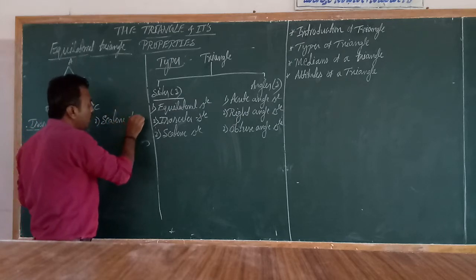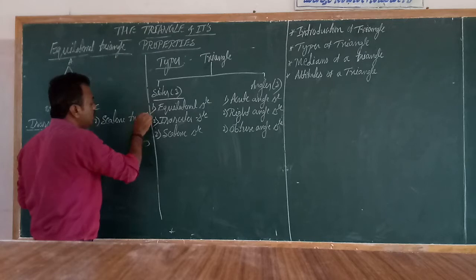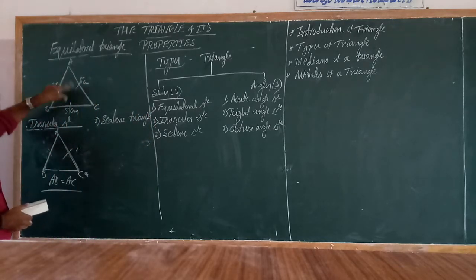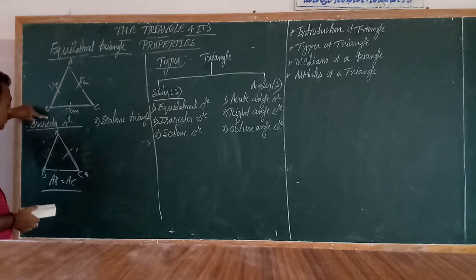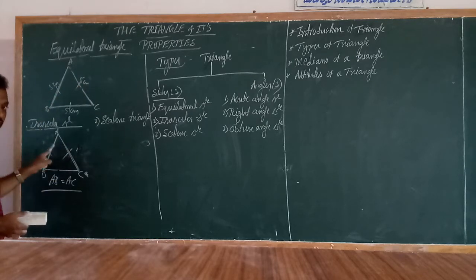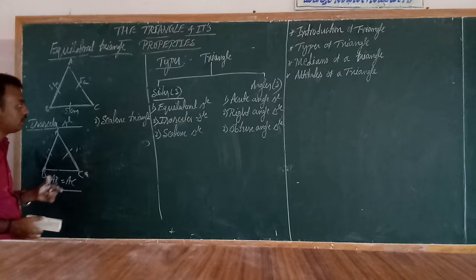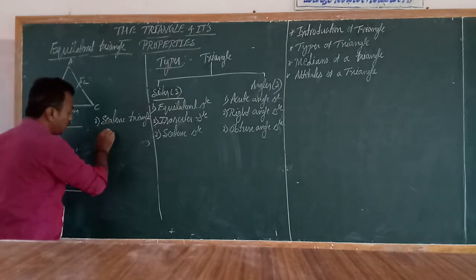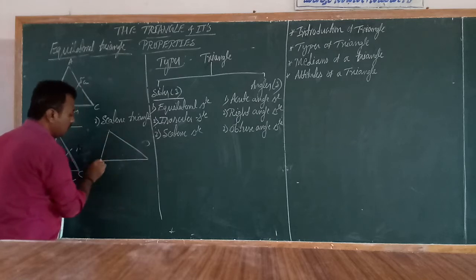What do you mean by scalene triangle? Scalene triangle means, see students, in an equilateral triangle, all sides are equal. AB is equal to BC is equal to AC. Then isosceles triangle, any two sides of the triangle are equal, then it is called an isosceles triangle. In a scalene triangle, all sides are unequal. All sides are unequal, then it is called a scalene triangle.